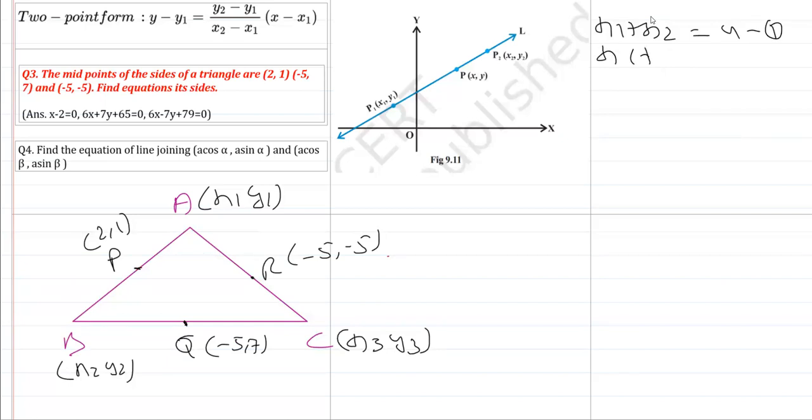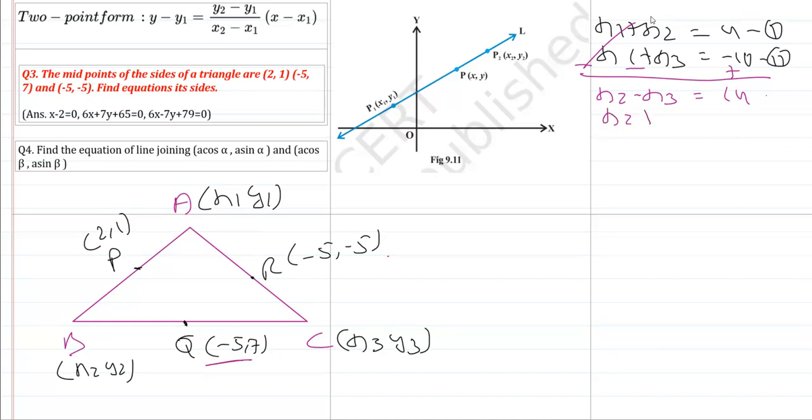Similarly, I can say that x1 plus x3 is equal to -10. And before we obtain the third equation, let's solve this. By elimination, we can cancel x1, and we get x2 minus x3 is equal to 14. So this is equation 3. Further, you can see that Q being the midpoint of BC, we can write x2 plus x3 is equal to -10. Now we can do elimination here also, and it is 2 times x2 is equal to 4, which implies x2 is equal to 4 over 2, that is 2.